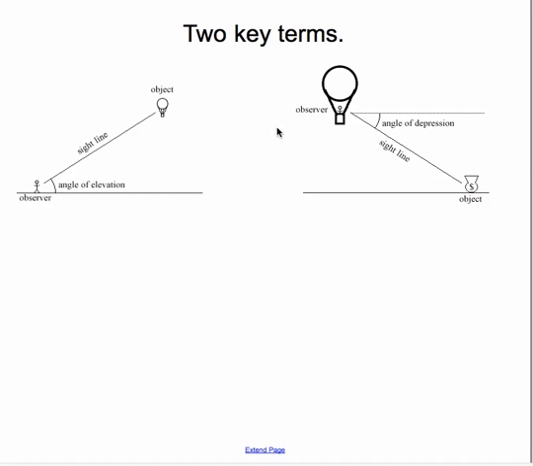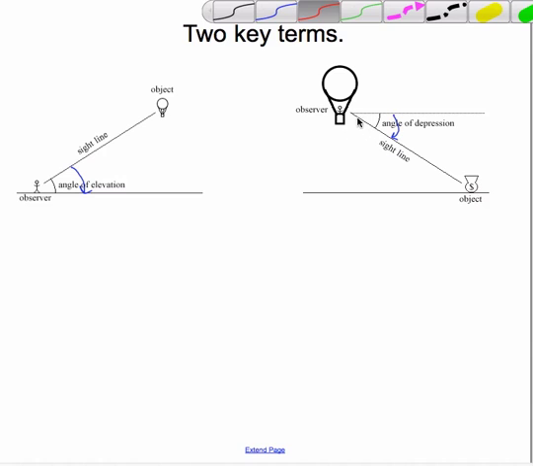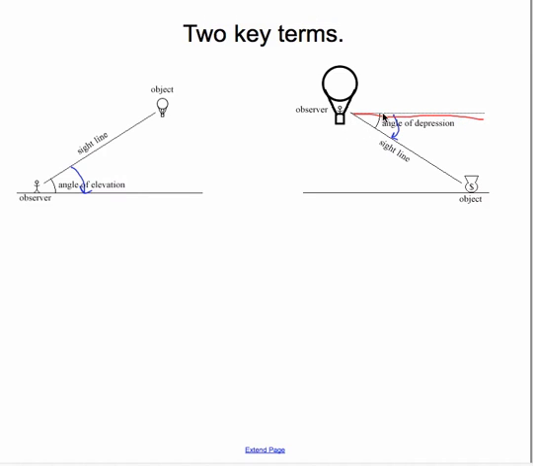Firstly, let's look at a couple terms that we need. Firstly, angle of elevation, and then we have angle of depression. These angles are always made with a horizontal line, either an imaginary horizontal line in the sky, or the ground maybe. Angle of elevation is always up, like when you're looking up from the horizontal line. Angle of depression is down from the horizontal line.